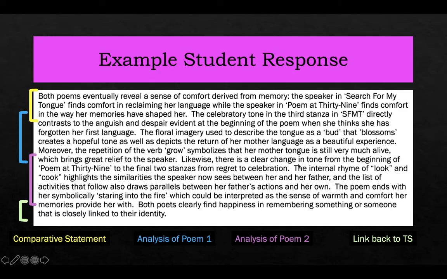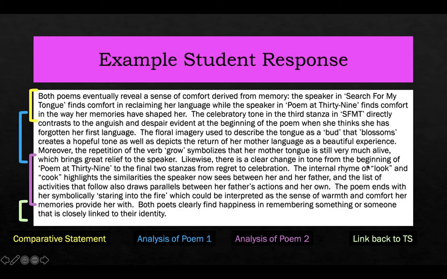There is a clear change in tone from the beginning of Poem at 39 to the final 2 stanzas, from regret to celebration. So notice when I introduce the second poem, I'm using a comparative word, likewise, and that's going to give me a tick because it shows that I'm comparing the poems throughout, but I'm doing it in an organised way so I'm not getting confused between the two. So it's really clear that I've moved on to poem 2, but I've made it clear why this links to the first poem by starting with a comparative word.